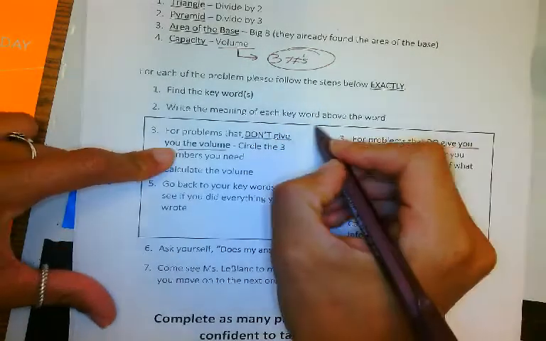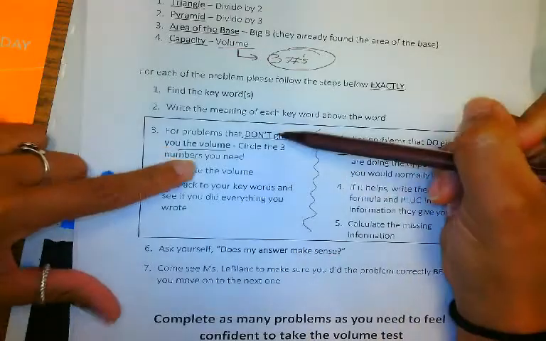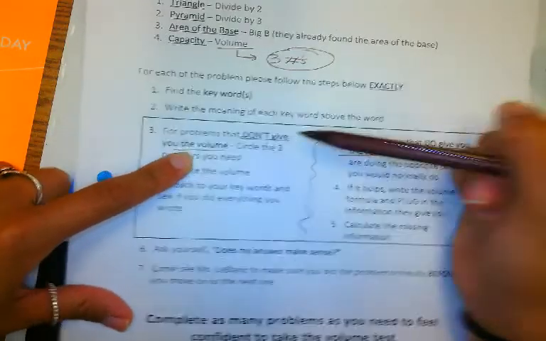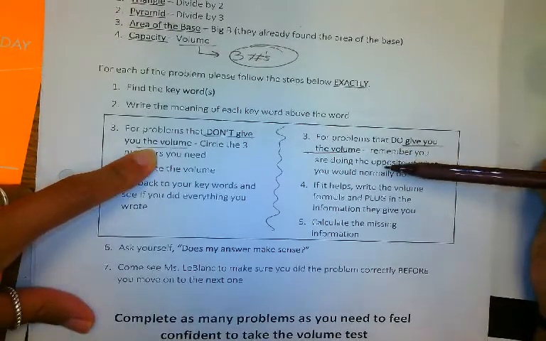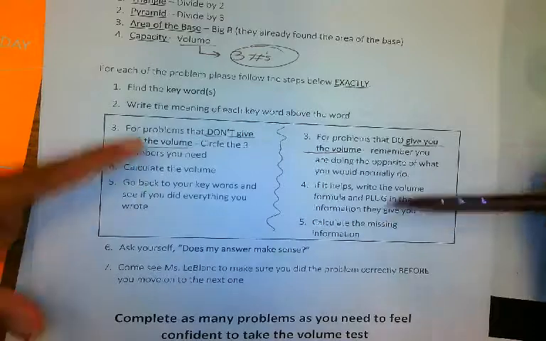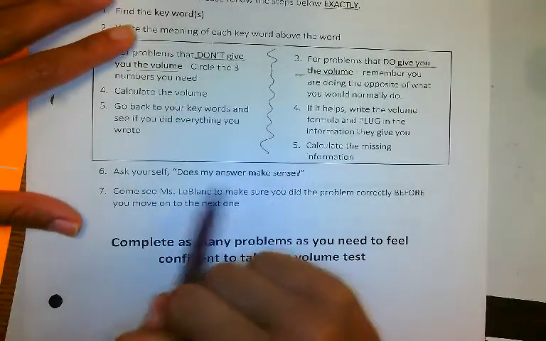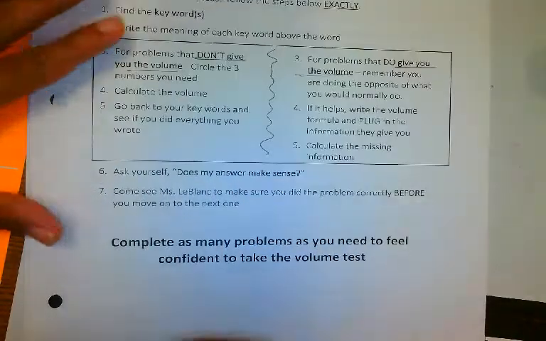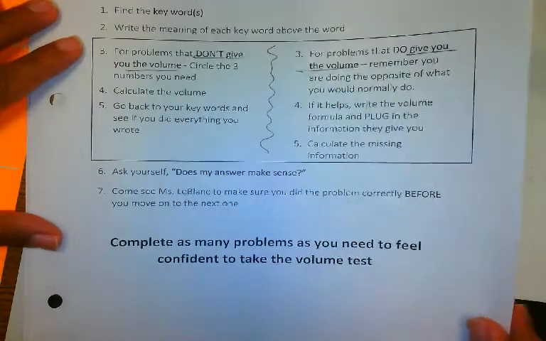This section, like this side, is if they don't give you the volume. So like a regular problem, these are if they do give you the volume. So like those opposite problems, okay? So keep this in mind. Always ask yourself, does your answer make sense? And then Ms. Flora has the answer key so that you can check your stuff, all right?